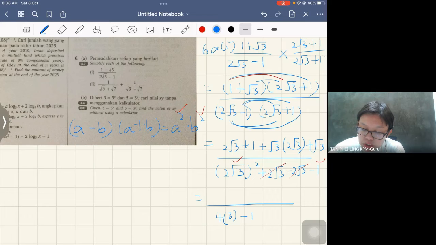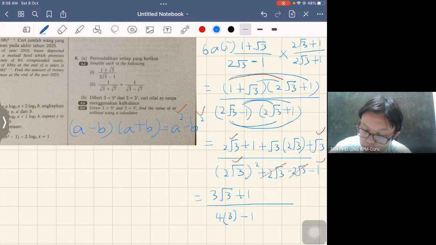2 square root 3. And then you have another plus. Can you see here? 2 square root 3 plus 1 square root 3. So you will get 3 square root 3. Why? Because the square root 3 is like a. So you have 2a plus 1a, so you get 3a, right? Then we plus 1, continue.